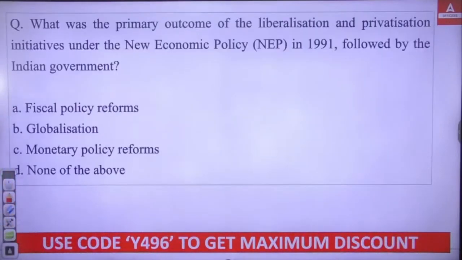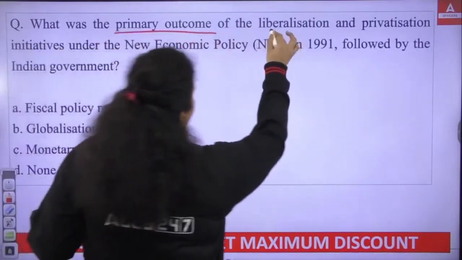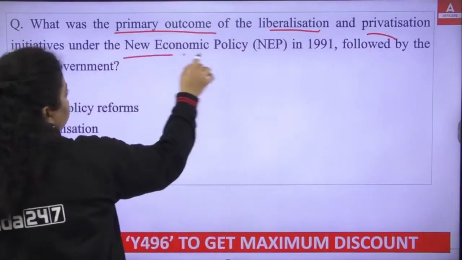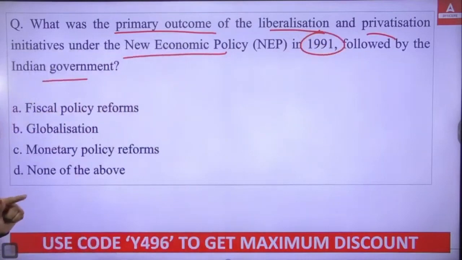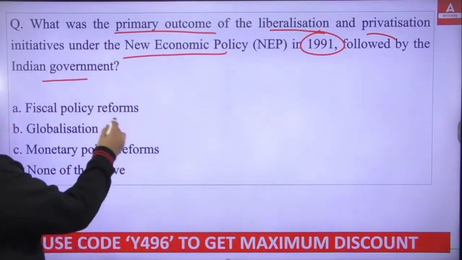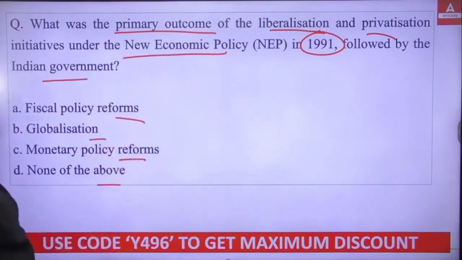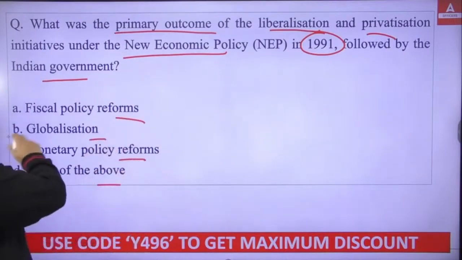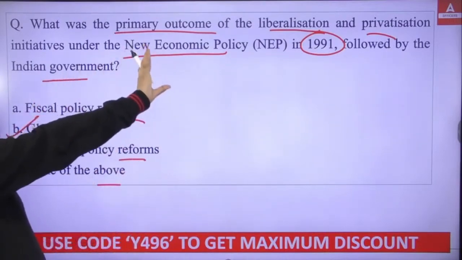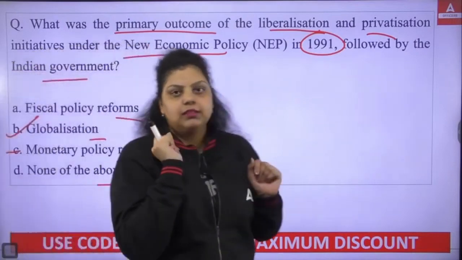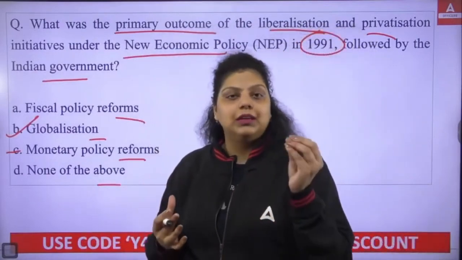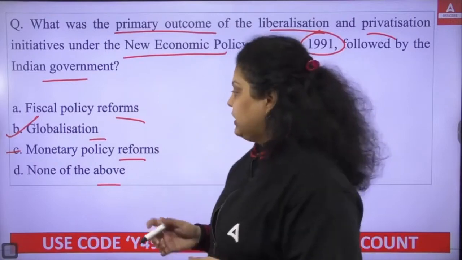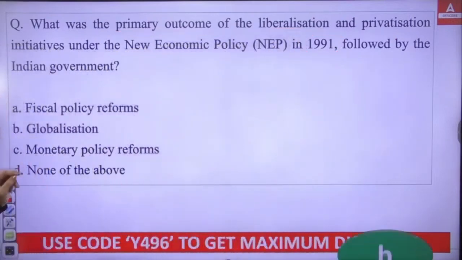Next question is, what was the primary outcome of liberalization and privatization initiative under the new economic policy in 1991 followed by the Indian government? The fiscal policy reforms, the globalization, the monetary policy reform, or none of the above. So I guess the answer is very clear. It is globalization, because in liberalization we removed the rules, regulations and restrictions, and in privatization we allowed private companies to work in India. The primary outcome was that globalization became possible. Okay, so the right answer will be B, that is globalization.